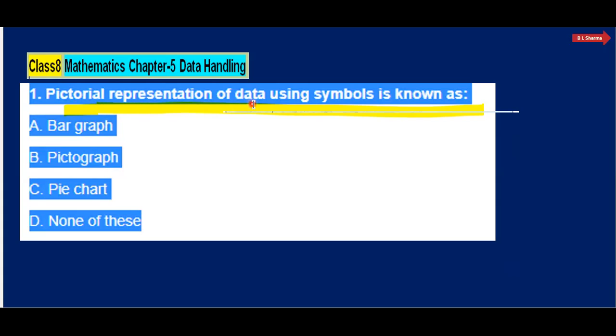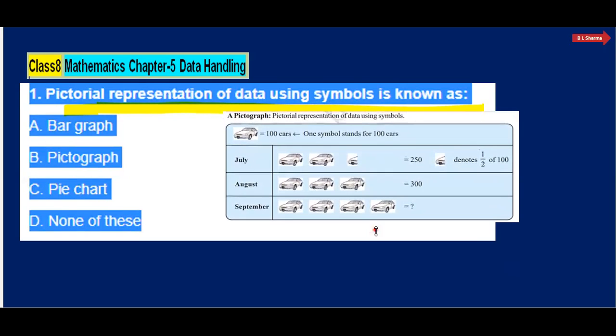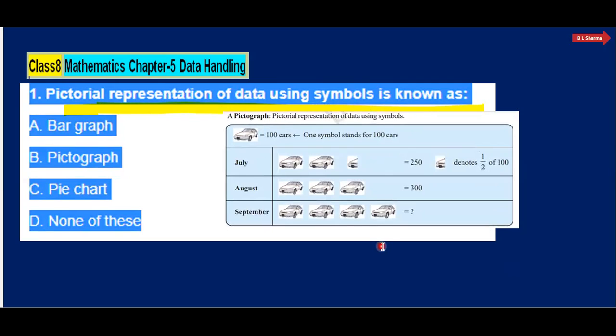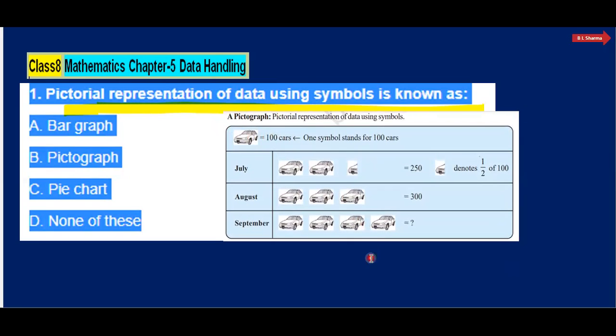Pictorial representation of data using symbols is known as. We know that when data are represented in a picture, then this is said to be a pictograph, right? So the answer is B here. When data is represented using symbols, that representation is called a pictograph.